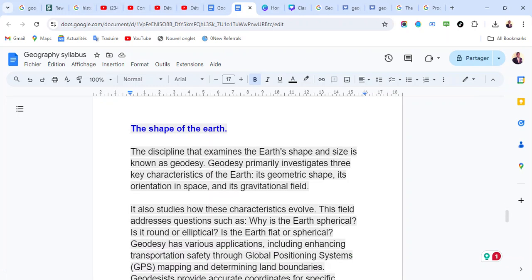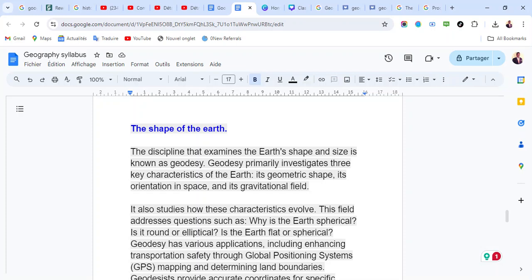Now geodesy primarily investigates three key characteristics of the earth: its geometric size and shape, its orientation in space, and its gravitational field. They may ask you in an exam what actually determines the shape and size of the earth. The answer is geodesy. So geodesy determines the shape and size of the earth.